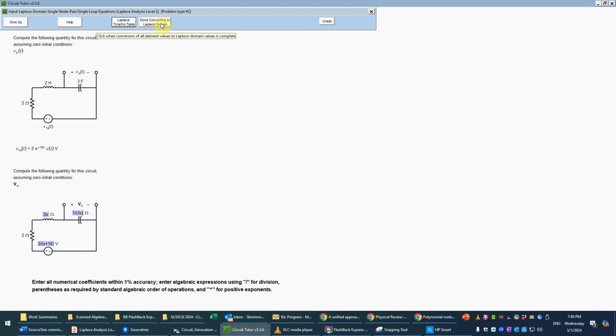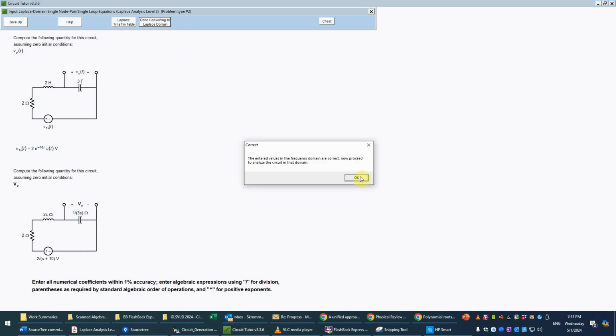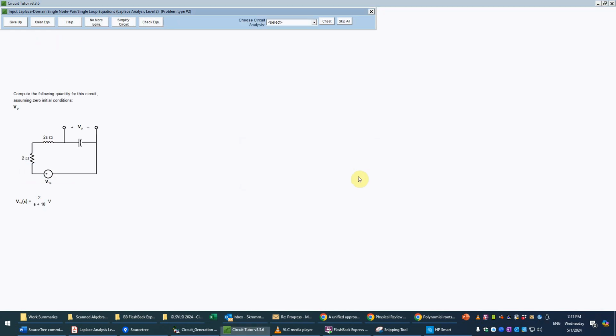So now we'll go ahead and check that. And that is correct. So now we'll wait for it to replot here in the Laplace domain, and then we'll start our analysis.